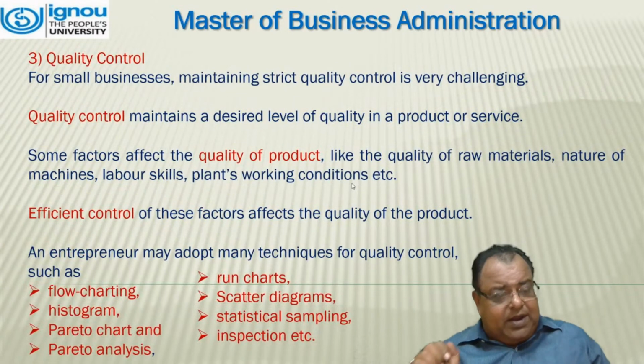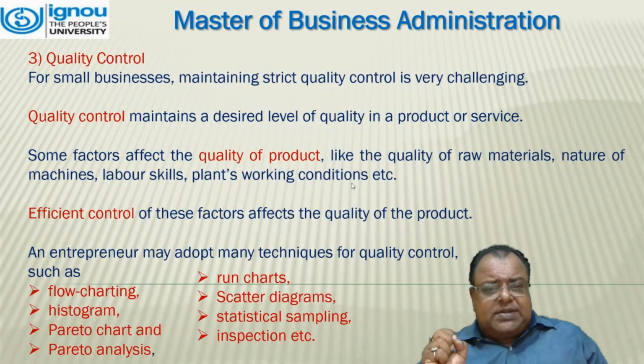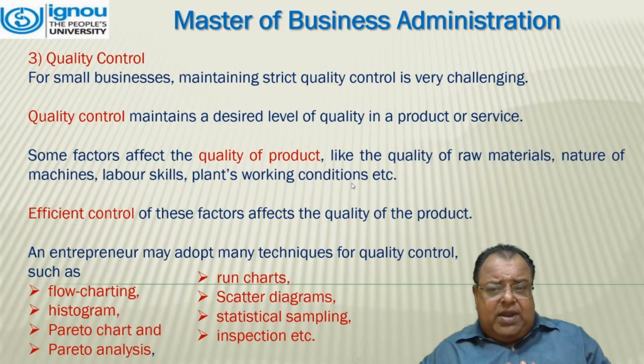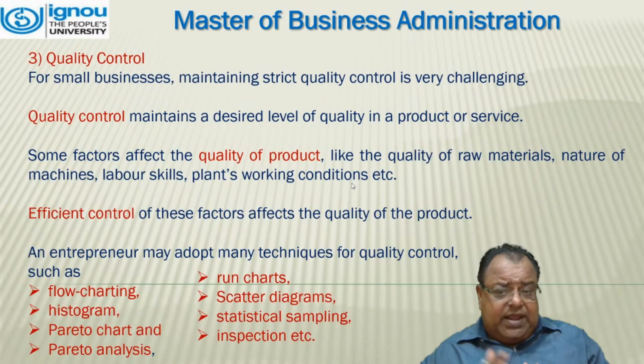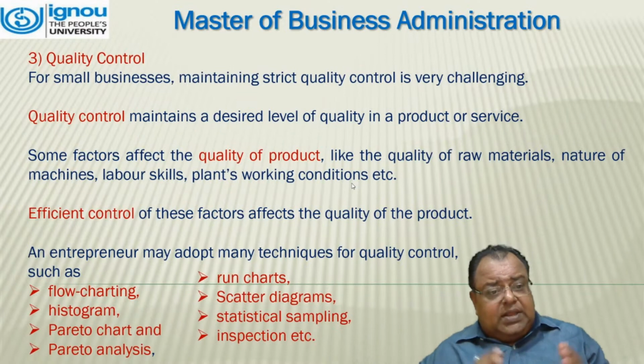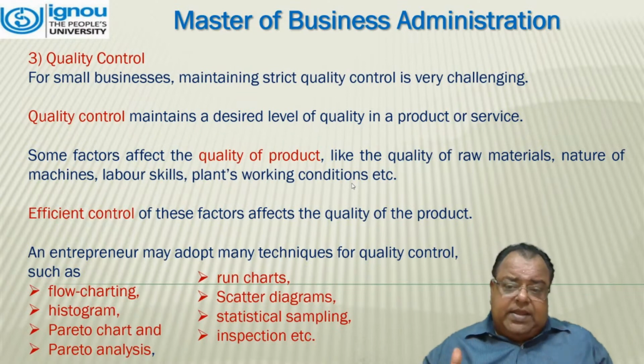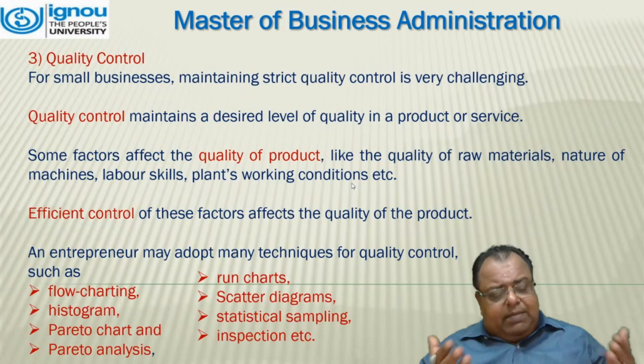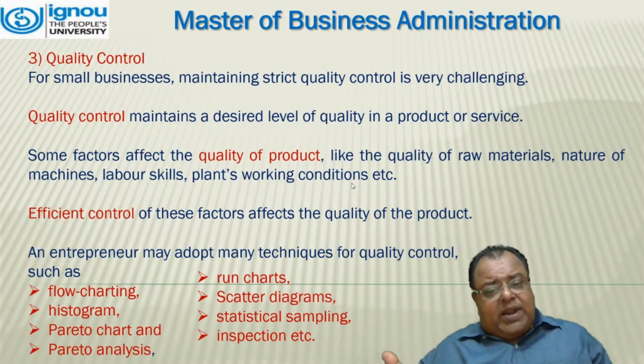Third one is quality control. For small businesses, maintaining strict quality control is very challenging. Quality control maintains a desired level of quality in a product or service. Some factors affect the quality of product, like the quality of raw material, nature of machines, labor skills, plant's working capacity, etc.